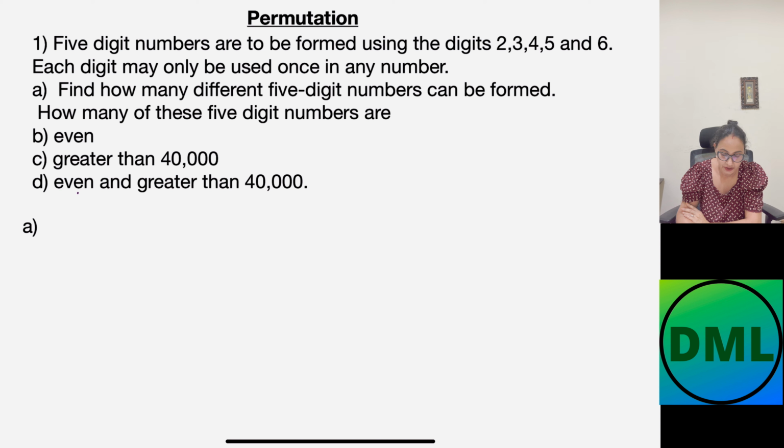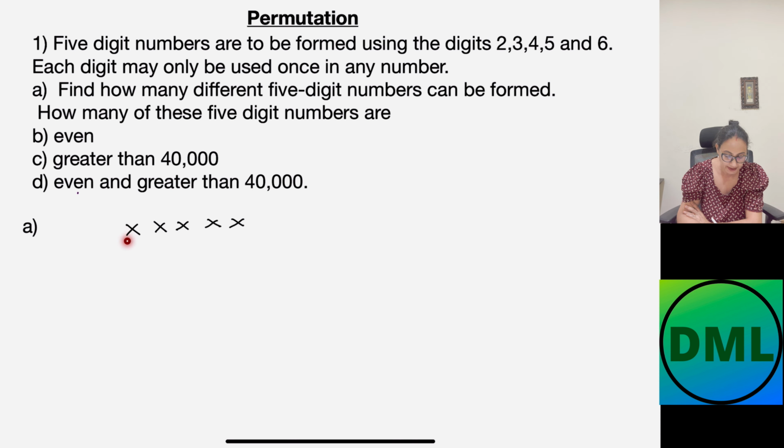You have the digits 2, 3, 4, 5 and 6. We have to make the 5-digit number. Let's make 5 crosses here. I have to make the number without repeating the digits. How many numbers do I have? I have 1, 2, 3, 4, 5 numbers, and I have to make a 5-digit number. So this can be done in factorial 5 ways, as we have done earlier.